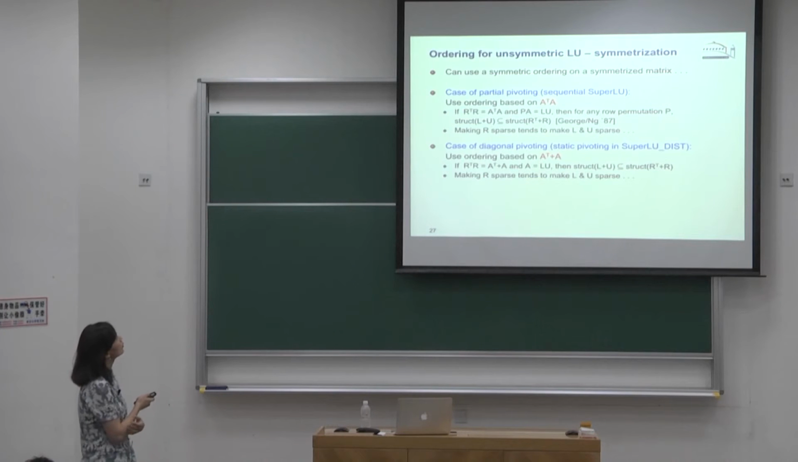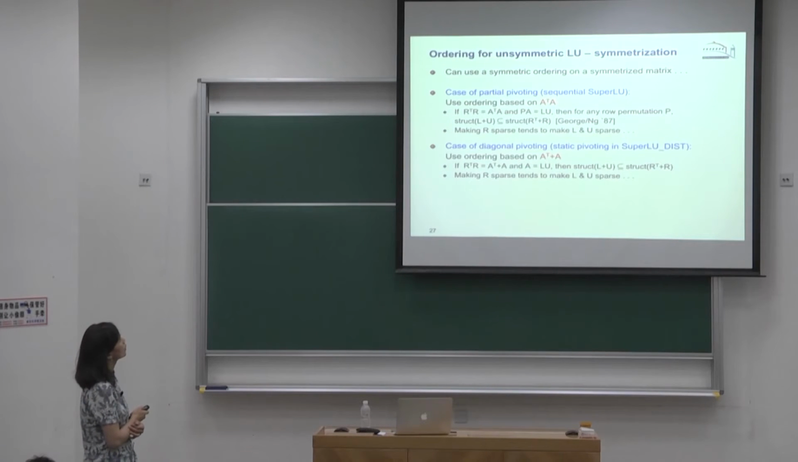So the question is whether you want to do A plus A transpose or A transpose A; which graph do you want to use? You can imagine that the A plus A transpose graph is sparser, because for A transpose A you have to multiply things together and there is a lot of fill. So this graph is usually smaller and better, but this works only if you do diagonal pivoting. For example, in the solver we developed, the parallel distributed version of the SuperLU library, we use static pivoting, and during numerical factorization we just pivot on the diagonal. In this case, the A plus A transpose graph model is a good model.